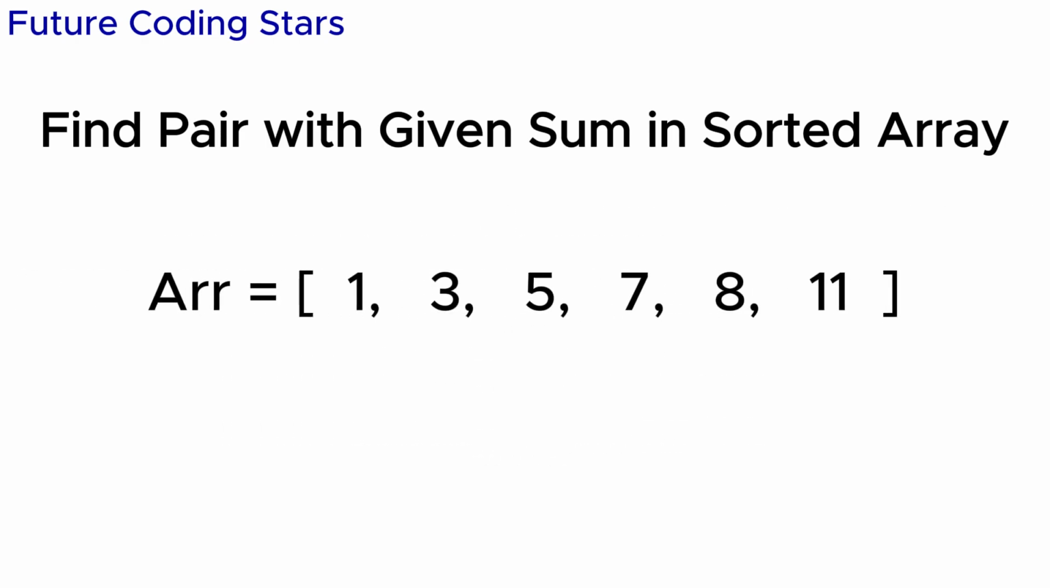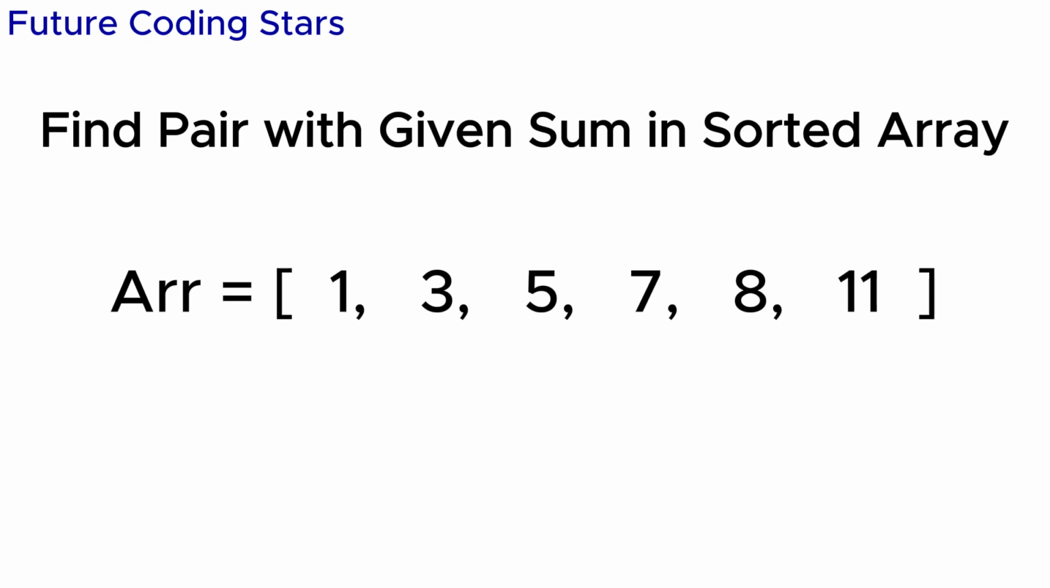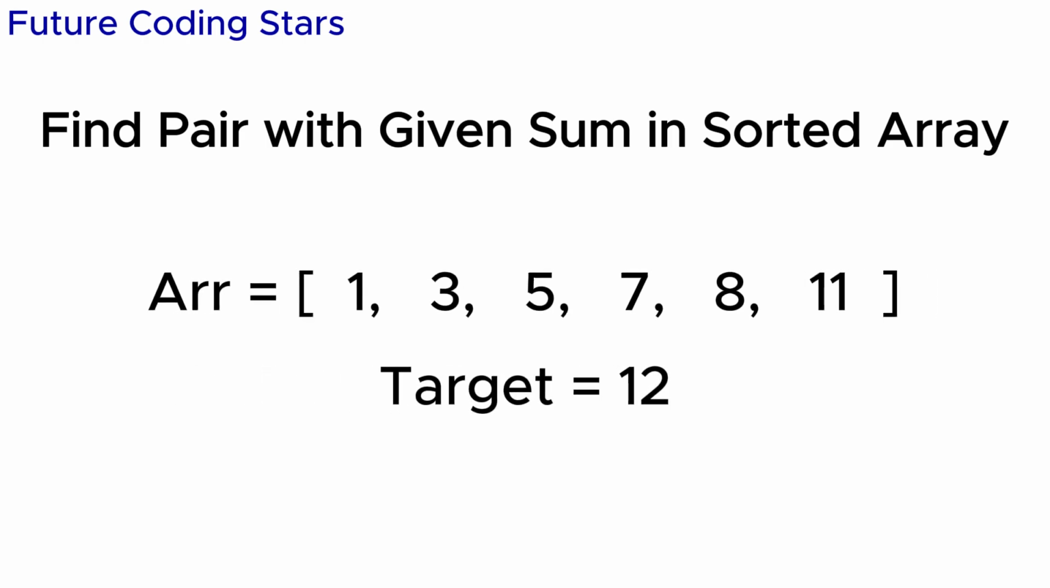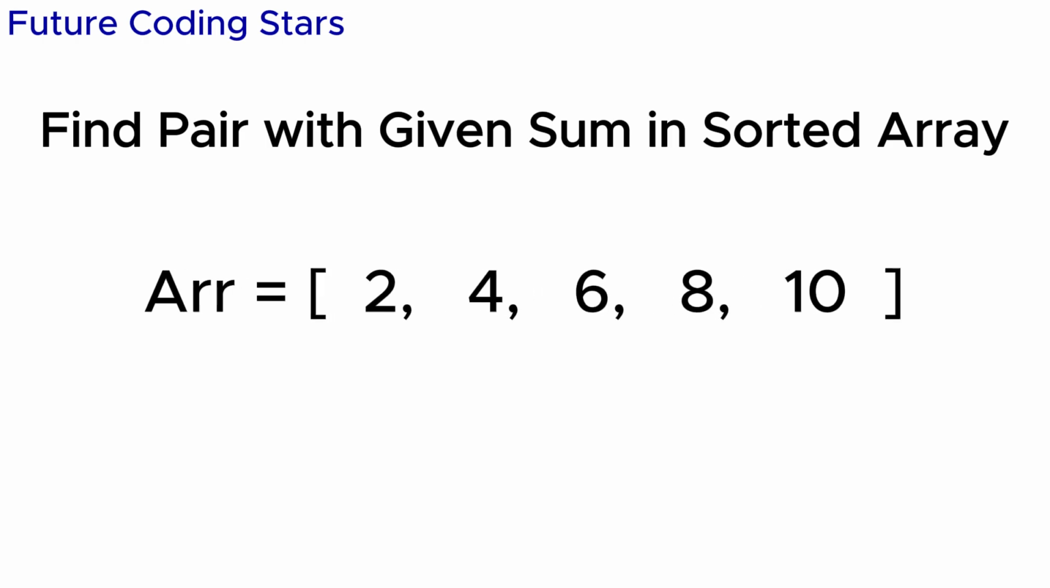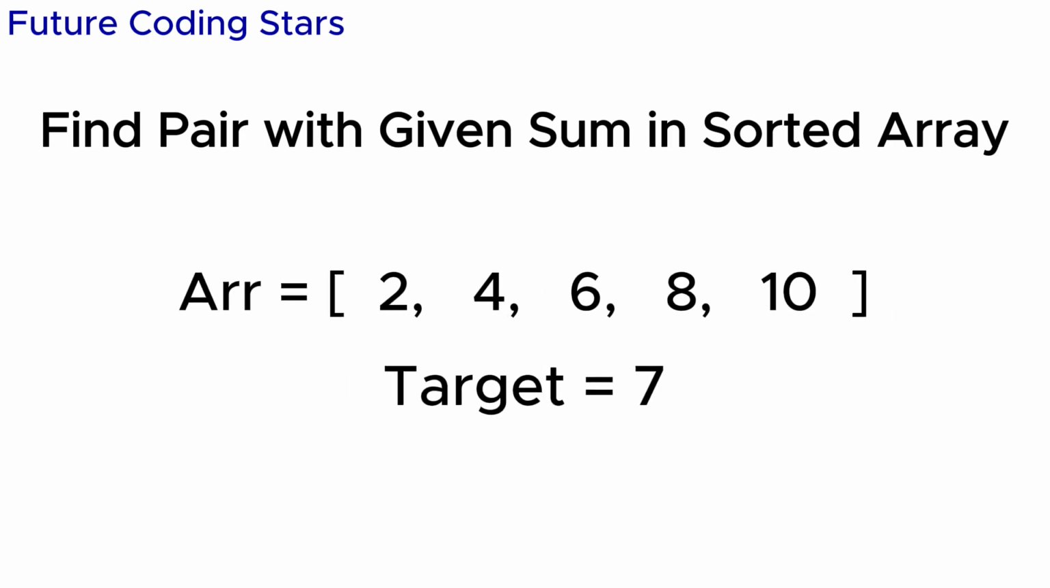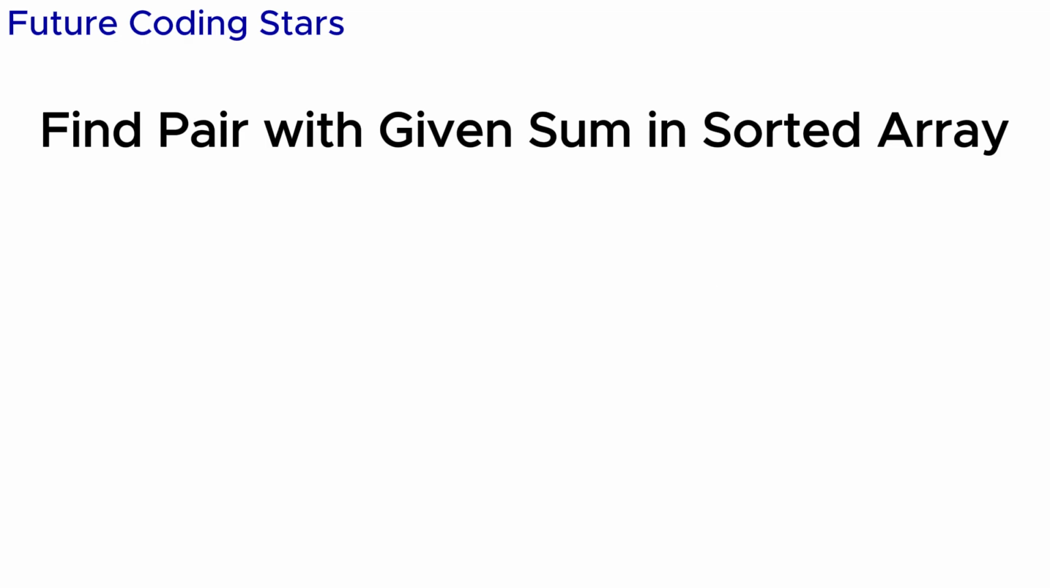For example, if your sorted array is 1, 3, 5, 7, 8, 11, and your target sum is 12, what would you do? Well, you can see that 1 plus 11 equals 12. So in this case, the answer would be true. What about if the array is 2, 4, 6, 8, 10, and the target is 7? No matter which pair you try, none of them add up to 7. So for this example, the answer would be false. Simple enough problem statement, right?